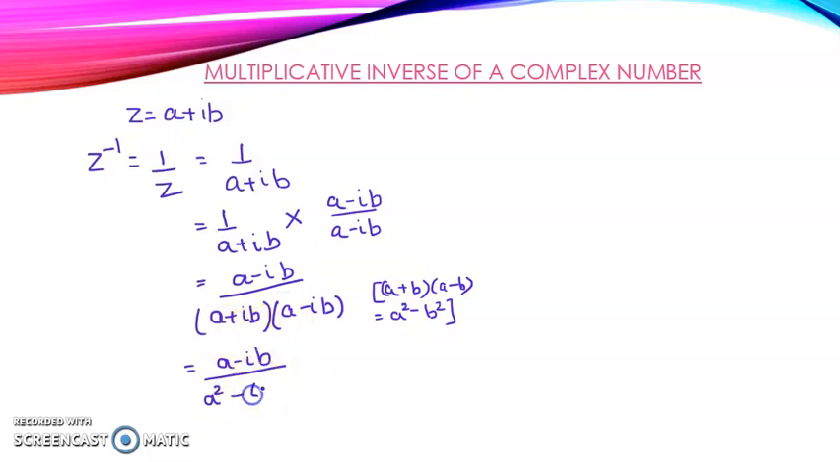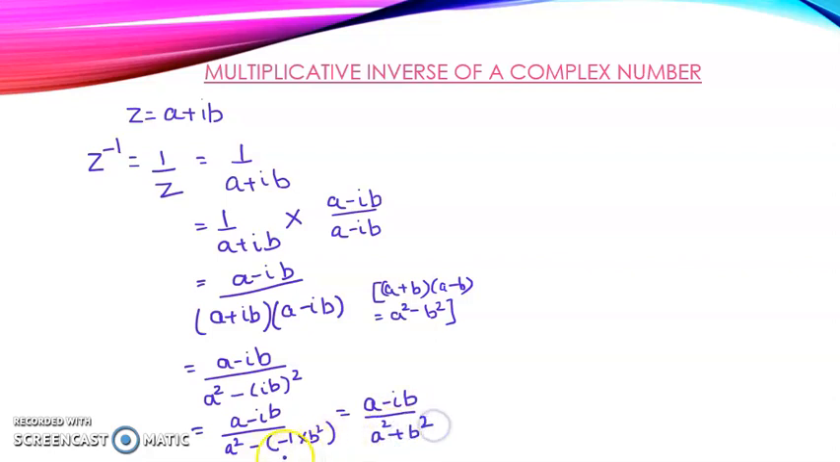Ib whole square, which is equal to a minus ib upon a square minus, so i square is minus 1 and b square, right, which is equal to a minus ib upon a square plus b square, right, students? Can you see this carefully? Minus minus will become plus. Just see this. Are you following? A minus ib upon a square plus b square. Is it clear to you, students?